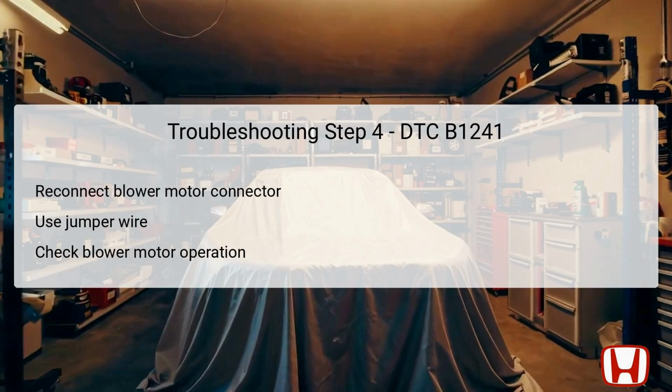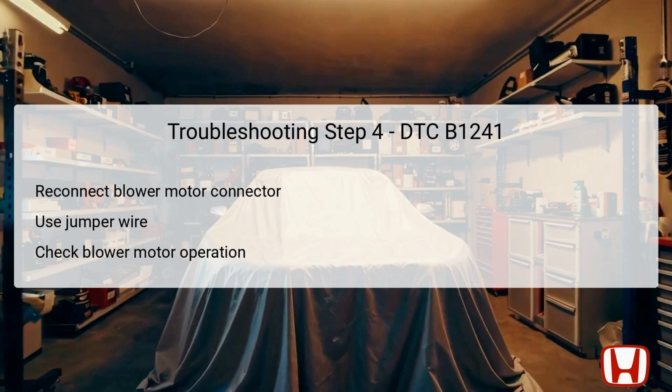In the fourth step, you will verify the operation of the blower motor itself. Begin by turning the vehicle to the off lock mode, and then reconnect the previously disconnected blower motor 2P connector. This allows the blower motor to receive power again.